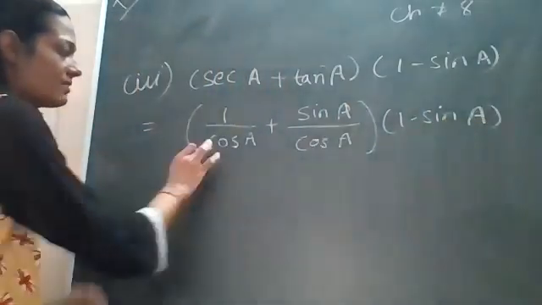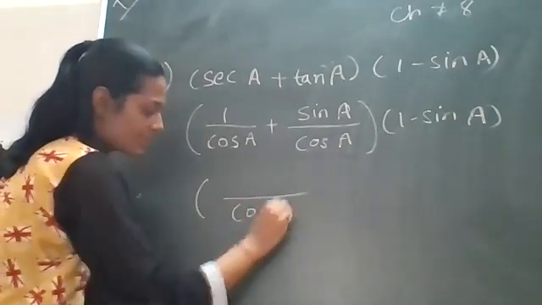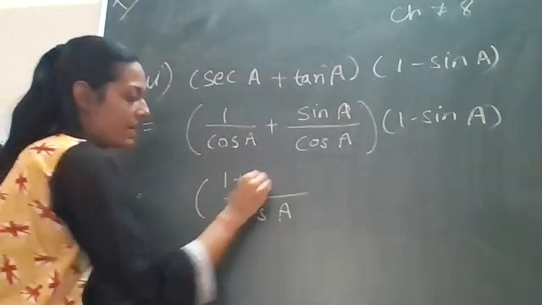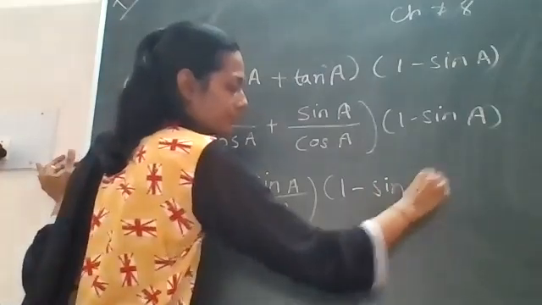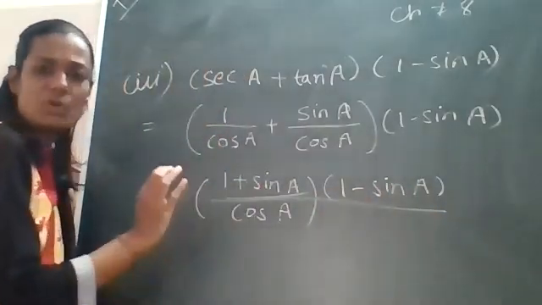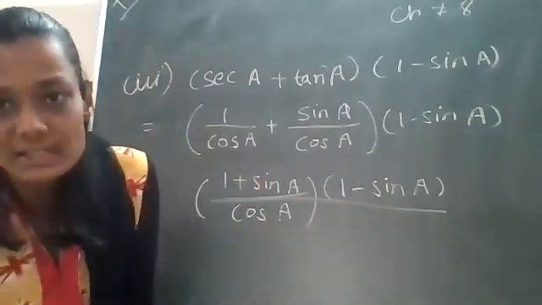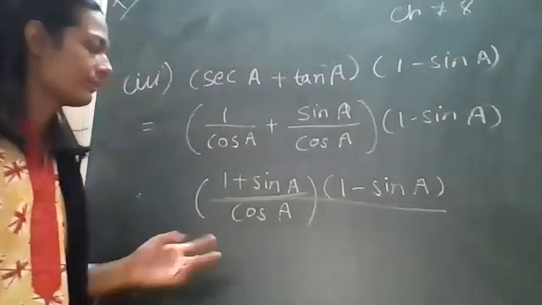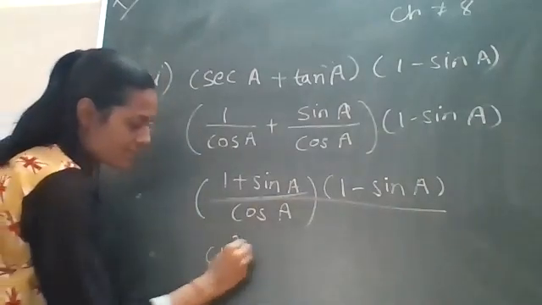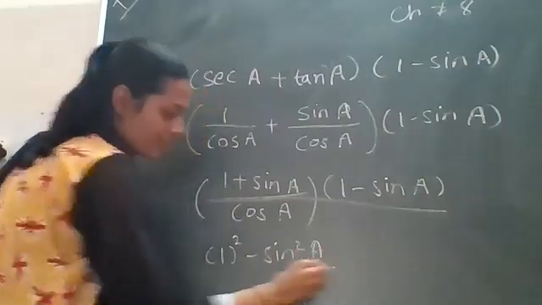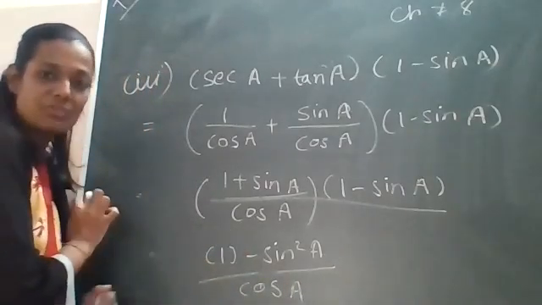So here what will be the LCM? Cos A is the LCM here. So we get 1 plus sin A upon cos A, and here is given 1 minus sin A. It is a whole in the division form only. So here 1 plus sin A and here 1 minus sin A. What can we write now? Become A plus B and here A minus B is there, so it becomes 1 square minus sin square A upon cos A. But 1 square is equal to 1 only, so I'm writing it as 1.